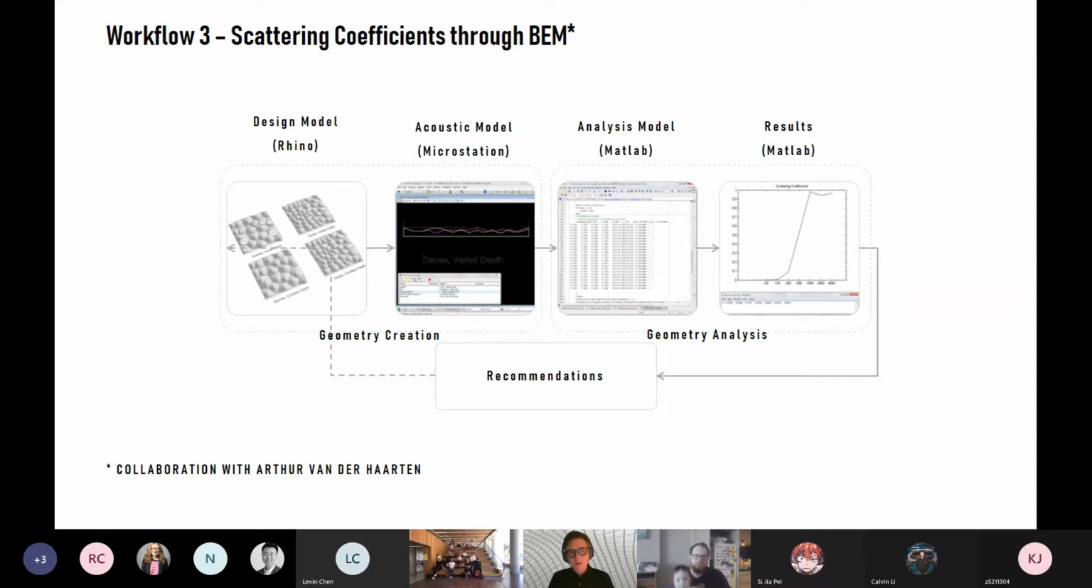The third workflow would be this understanding of sound scattering. So the previous workflow that I showed for understanding sound scattering was using physical models. So making 1 to 10 3D prints, analyzing those, measuring those in a special lab, and then getting their performance coefficients, which is great, but it's a very time-consuming and costly process.